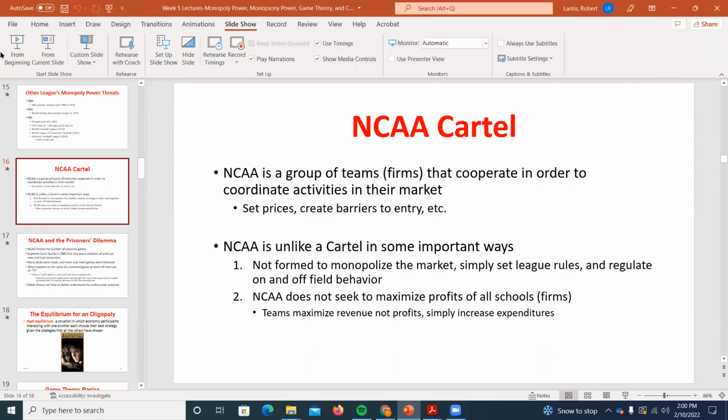All right, so we kind of left off talking about monopoly power, specifically, and thinking about how that operated in different markets. We then thought about competition of other leagues, and so we'll dive a little bit into switching up gears, dive a little bit more into game theory.